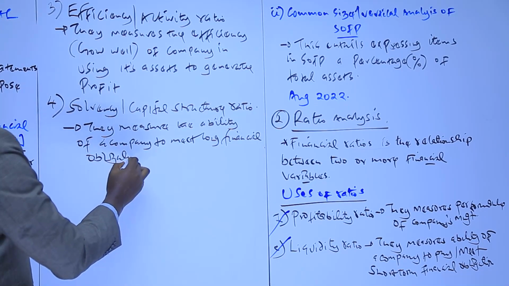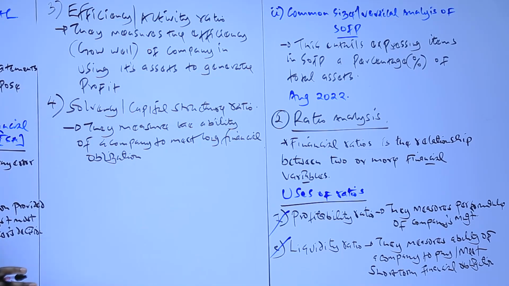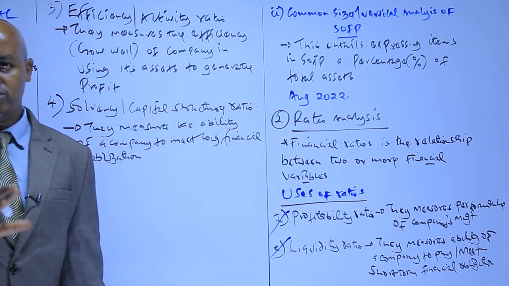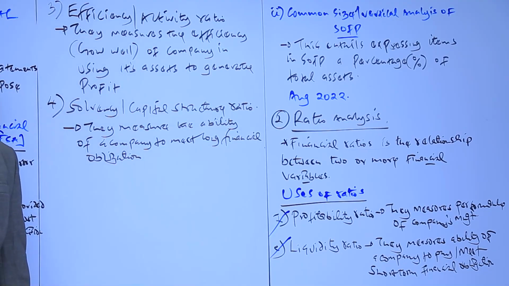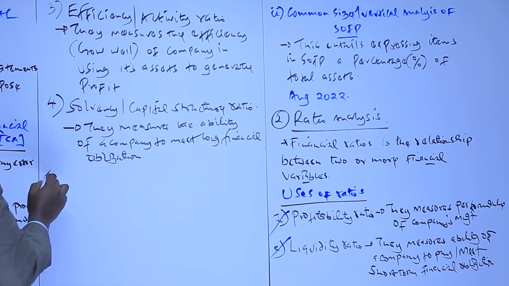So these ratios are computed to determine whether the company will be in a position to do what? To pay the long-term financial obligations, e.g. the loans which have been acquired by the bank as and when those particular loans fall due.